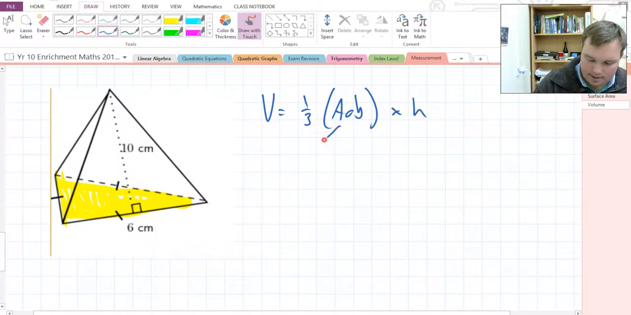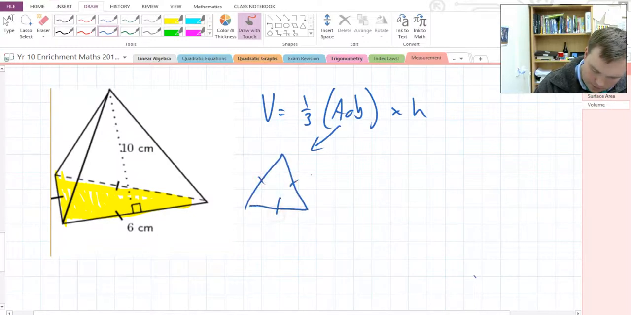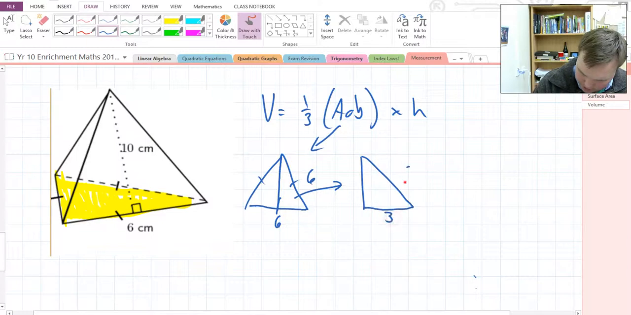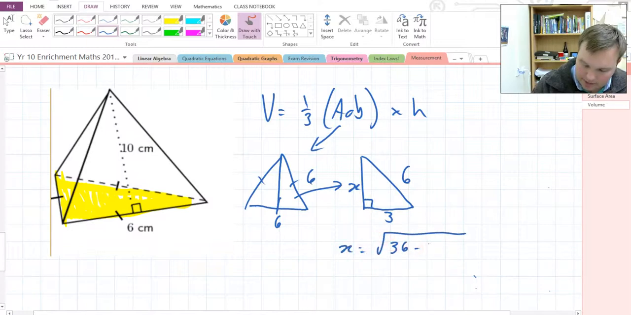Alright, so let's consider the area of the base for now. The base is an equilateral triangle with length 6. So to find the area of this base, it's a triangle, so it's a half base times height. If I take out a right angle triangle, 3, 6, not to scale, I need this here. X will equal the square root of 36 take 9. X equals root 27.